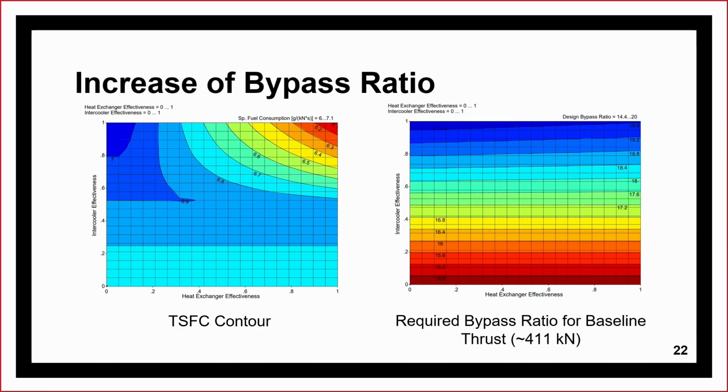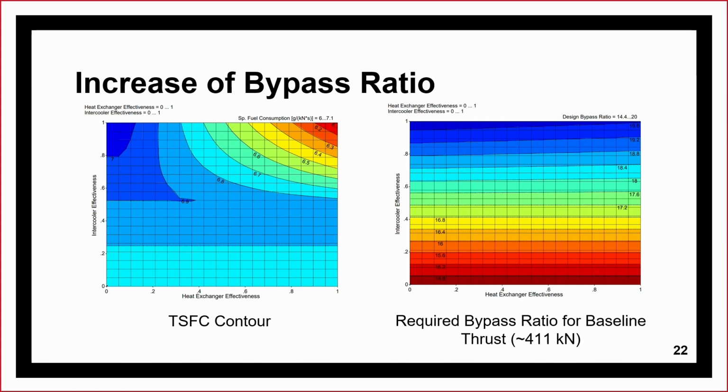The logic behind this is that the air-to-fuel ratio is set in GasTurb. So by increasing the bypass ratio while holding the maximum engine diameter constant, we're effectively reducing the mass flow of air through the core of the engine. So we're going to burn less fuel while achieving the same thrust as the baseline without the intercooler and recuperator.